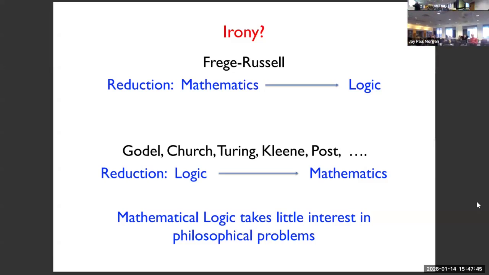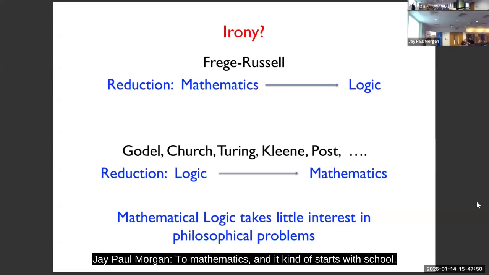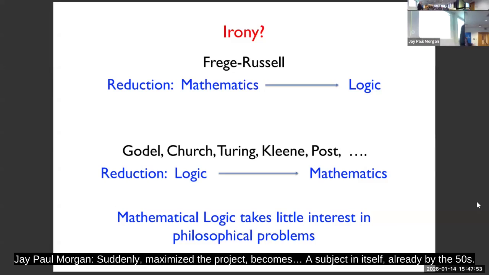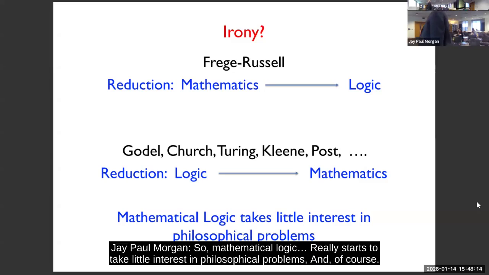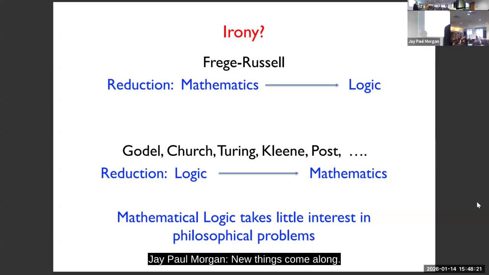By the time these people have had their way, the reduction of logic to mathematics kind of starts with school. Suddenly, mathematical logic becomes a subject in itself already by the 50s. You know, if you're staring at the Myhill-Jefferson theorem, you are enjoying it for itself. You're not thinking, oh, this puts a new perspective on humanity's epistemological capacity. So mathematical logic really starts to take little interest in philosophical problems.